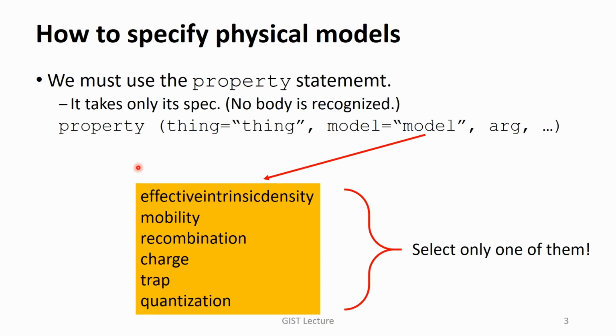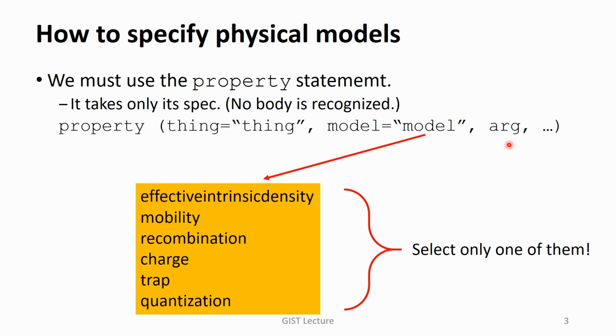We are now using the G device. In the G device, a physical model can be specified by using the property statement. The property statement has only a spec, although you may write a body, but it is not recognized. When you write the property statement, in addition to the object name, model and arguments should be provided.